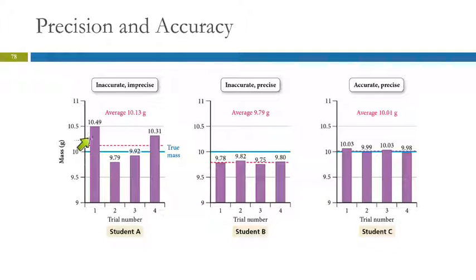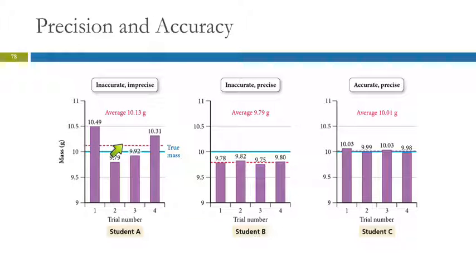And the height of the bar represents the mass for that trial. And then we can see that there's a lot of variation in this one, right? From 9.79 all the way up to 10.49. This person's masses are all over the place. That is not precise work, okay?